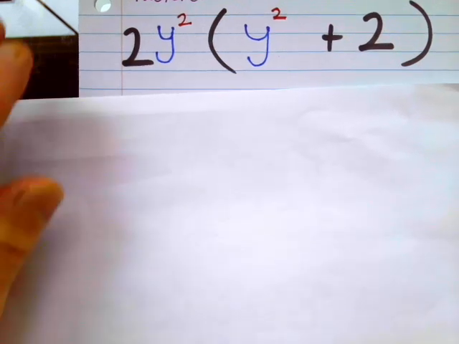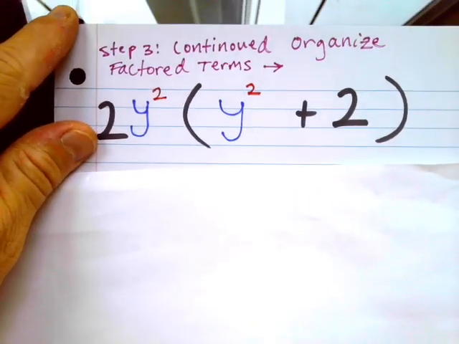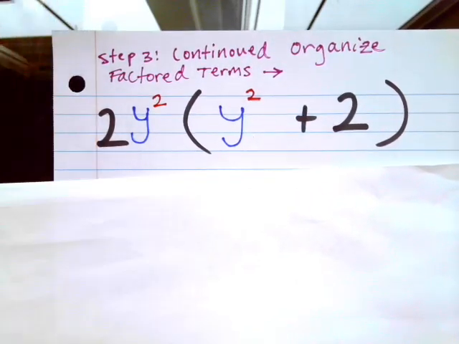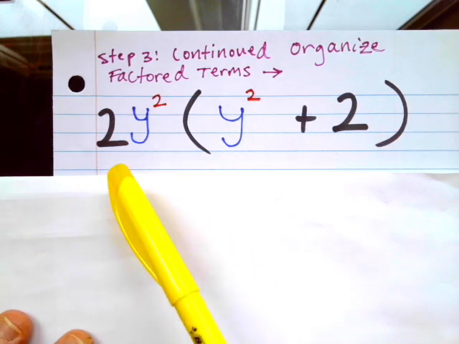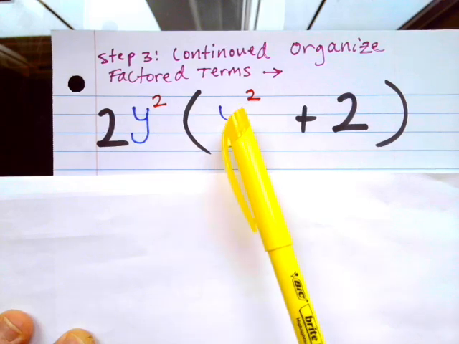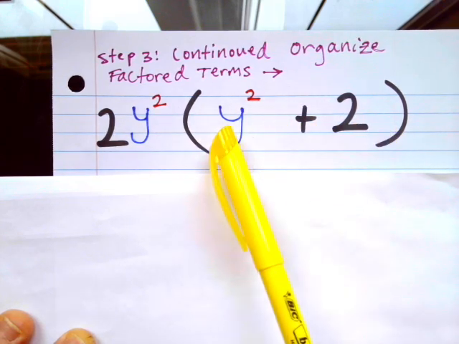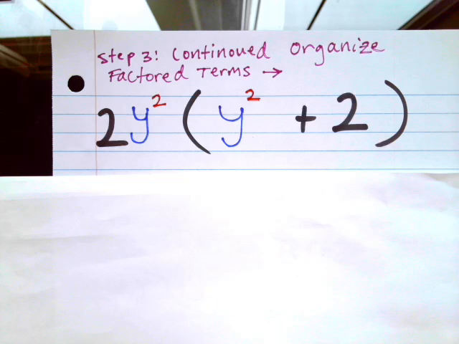Let's see, what does that look like? Let's check this out now. Okay, we're continuing step 3 here. As you can see, 2y squared goes on the outside of the parentheses. Y squared plus 2 goes inside the parentheses. I am done. This is factoring using the greatest common factor.